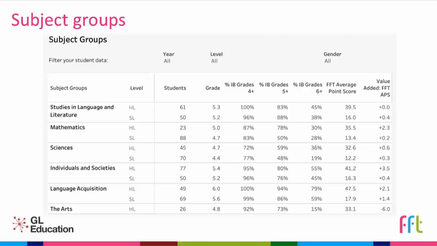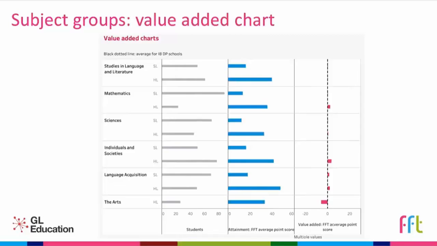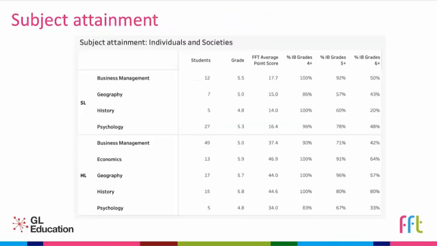And for those schools that have submitted data for multiple years, you could have a look at your results for 2019, for 2018, and compare performance and value added scores for different years. So all of the reports in the system are interactive, and you can use those filters to look at different groups of pupils.